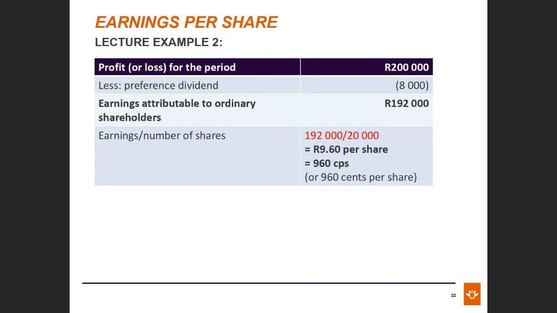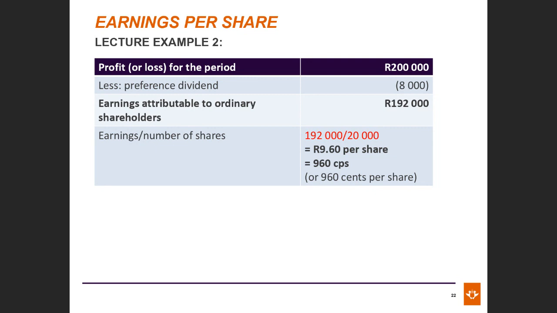Now we need to divide this by the number of shares in issue. And the question told us that there were 20,000 ordinary Class A shares in issue. So we are going to take the 192,000 and divide that by 20,000. This is going to give us 9 Rand 60 per share, earnings per share, or if you want to report it in cents, you can say 960 cents per share. Okay, I see a lot of you got the answer.